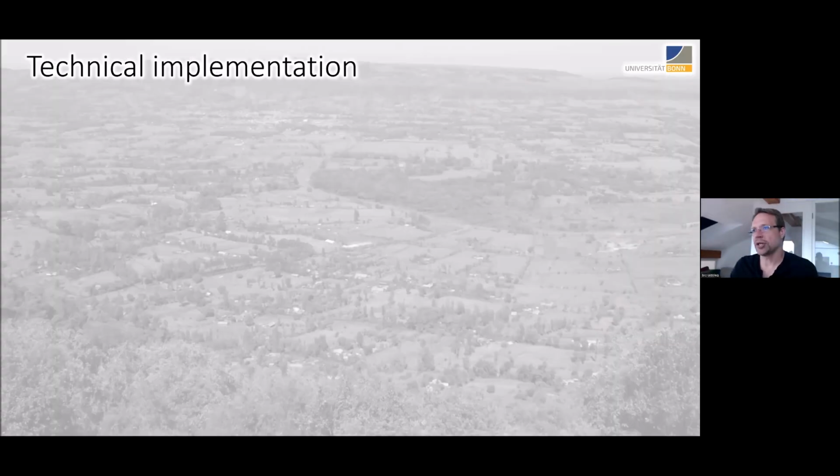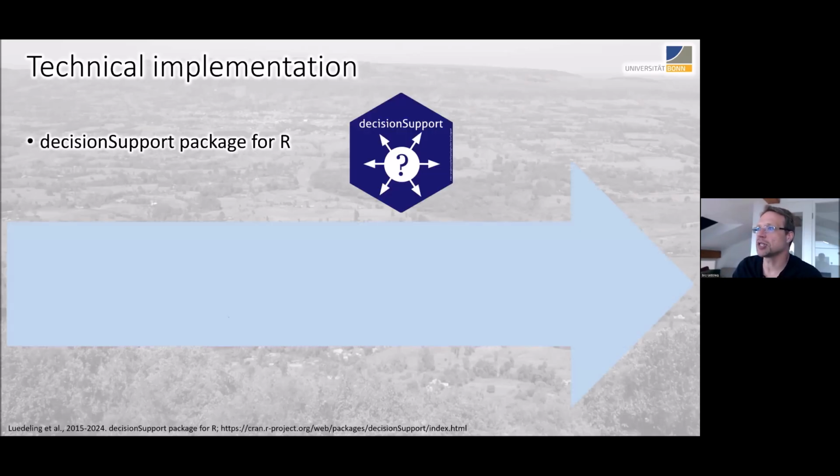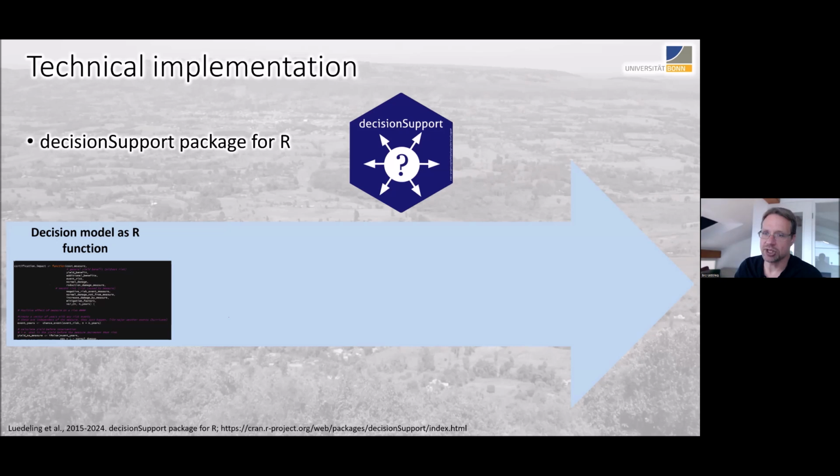So that's the process, and we have a technical implementation of this. Essentially, this revolves around the decision support package for R, which we maintain in my team. And this usually starts with the technical part after the participatory analysis: it starts with a decision model that is written as an R function.